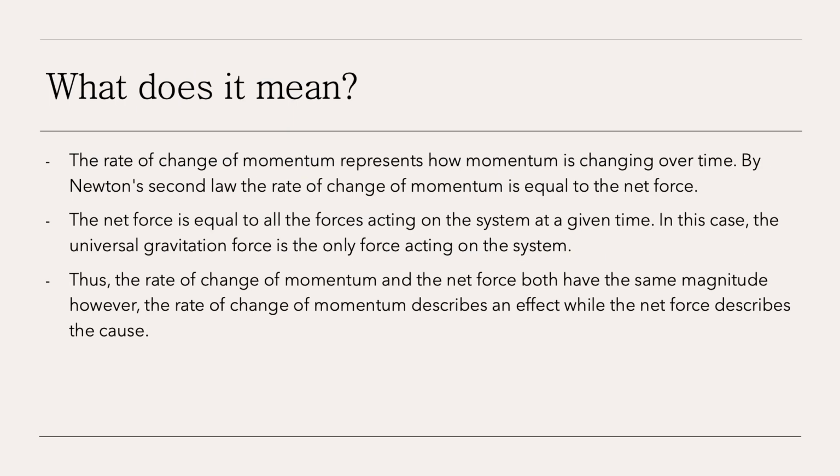What does it mean? The rate of change in momentum represents how momentum is changing over time. By Newton's second law, the rate of change in momentum is equal to the net force. The net force is equal to all the forces acting on the system at a given time. In this case, the universal gravitation force is the only force acting on the system. Thus, the rate of change in momentum and the net force both have the same magnitude. However, the rate of change in momentum describes an effect, while the net force describes the cause of the rate of change in momentum.